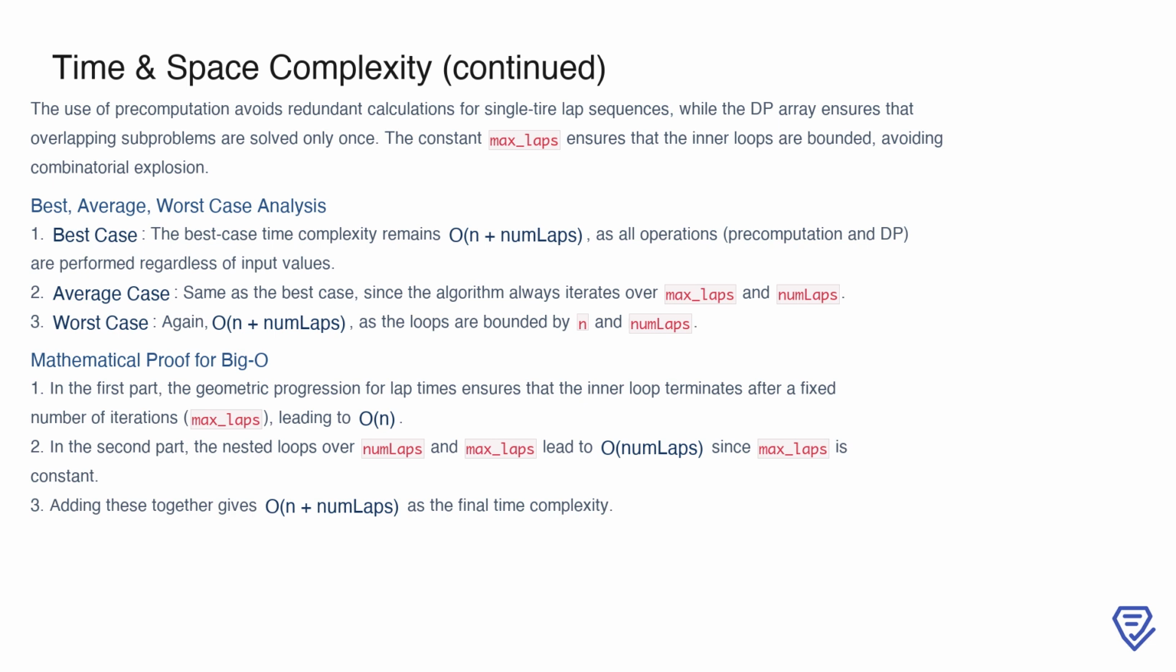Finally, from a mathematical perspective, the geometric progression in the pre-computation phase guarantees a fixed number of iterations, leading to O(n), while the nested loops in the DP phase are bounded by numLaps and max_laps, resulting in O(numLaps). Adding these together confirms the overall time complexity is O(n + numLaps).